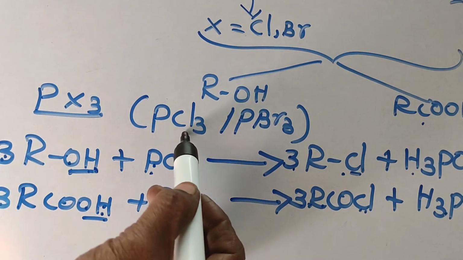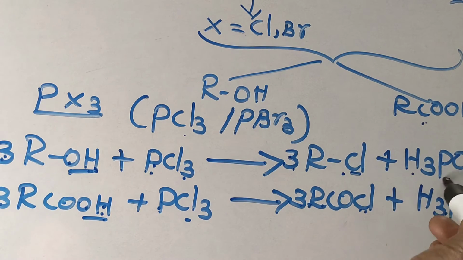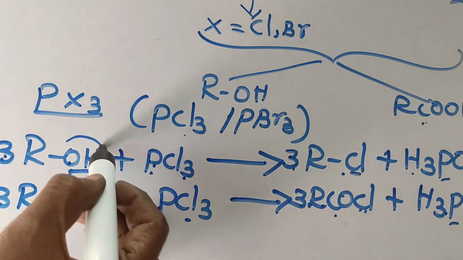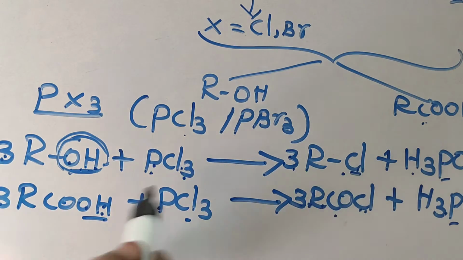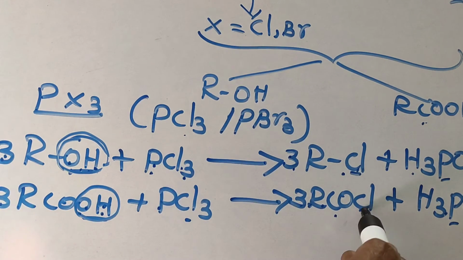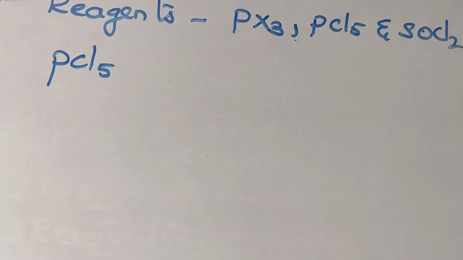So PCl3, when it reacts with alcohol and acid, the additional product is the same. The main product is just replacing the OH group by Cl. Here also OH group by Cl. The additional product is the same in both, H3PO3. Second reagent, PCl5.